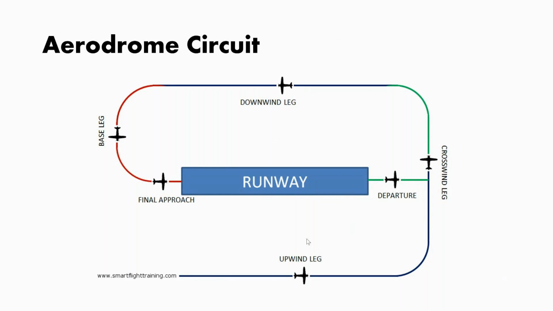You have your base leg when you're perpendicular to the runway. You have your final approach when you're coming in to land. You have your departure, and then your crosswind when you're perpendicular again, going to downwind leg. And then you have what's called the upwind leg, or the upwind side of the runway, so opposite to the circuit pattern that's being flown when you're just coming in.